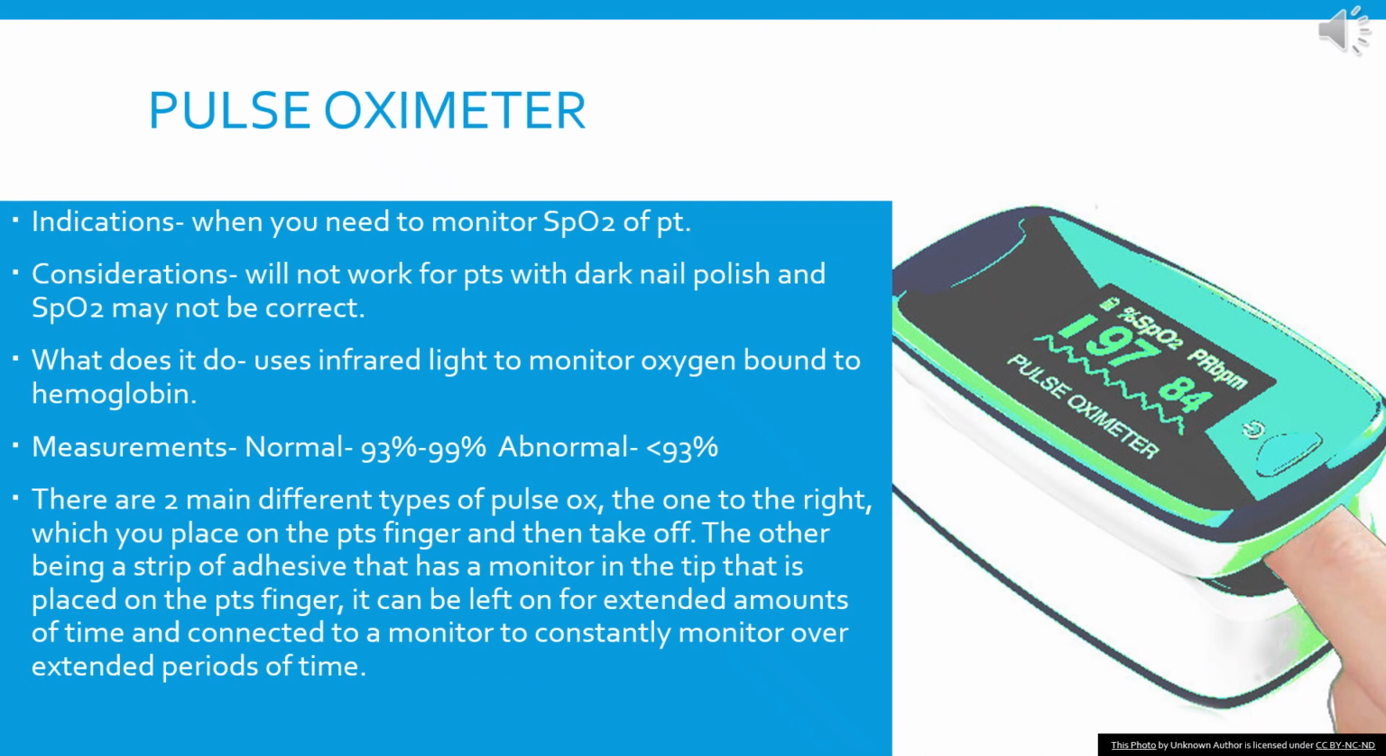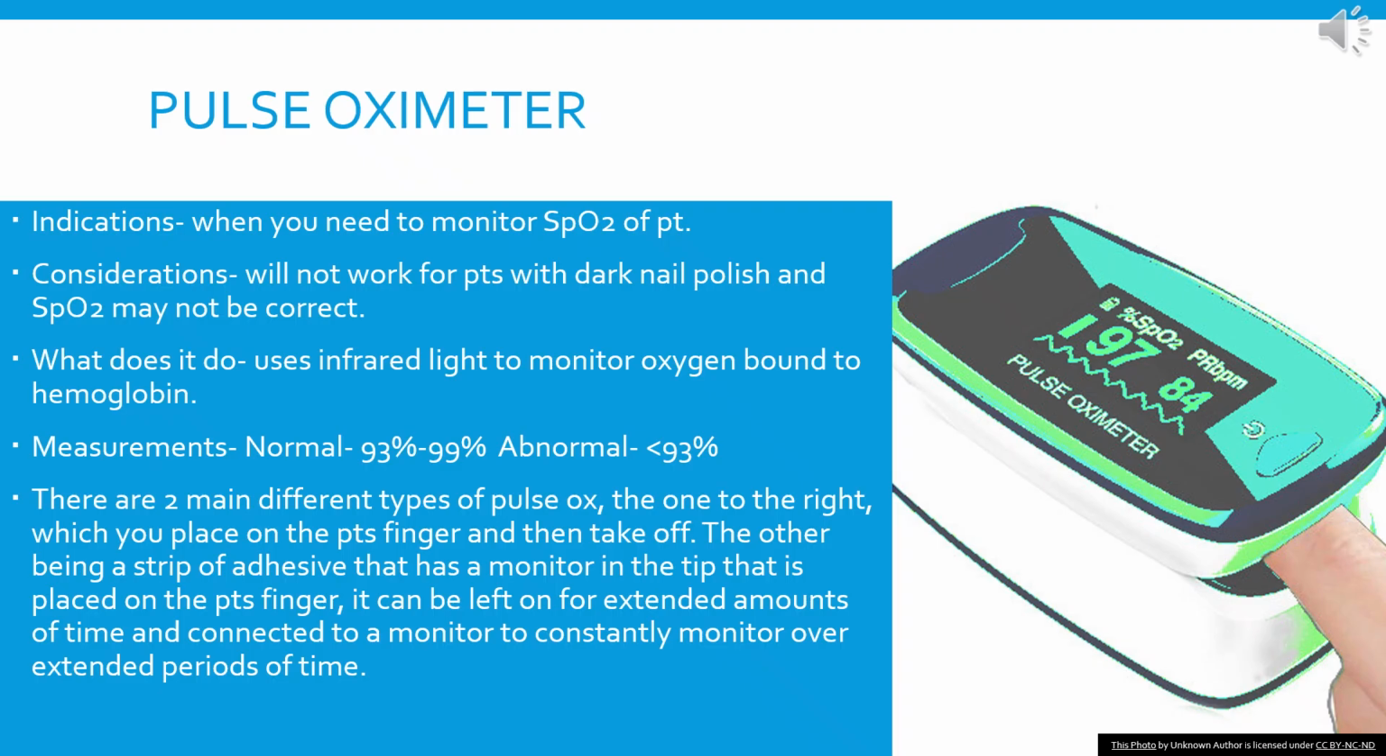Oximeter. Indications: when you need to monitor the SpO2 of a patient. Considerations: will not work for patients with dark nail polish and SpO2 may not be correct. What does it do? It uses infrared light to monitor oxygen bound to hemoglobin. Measurements: normal measurements are 93 to 99%. Abnormal is anything less than 93% saturation.